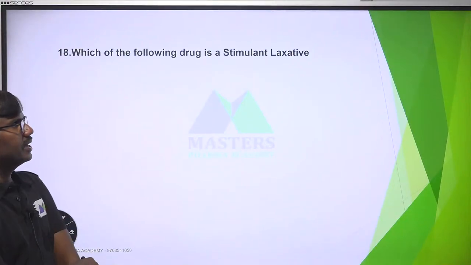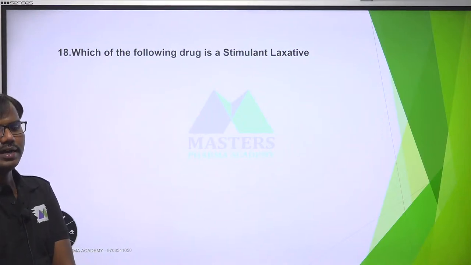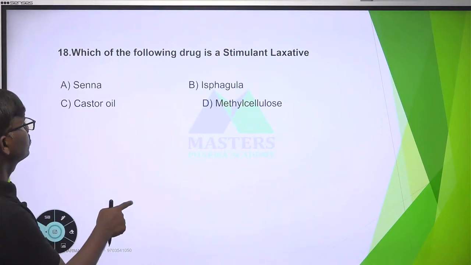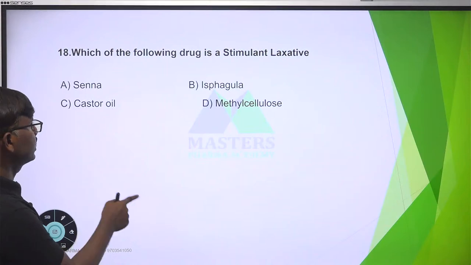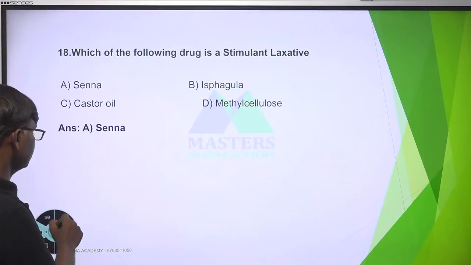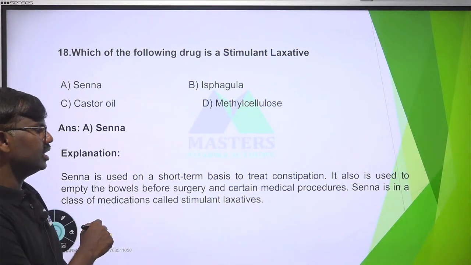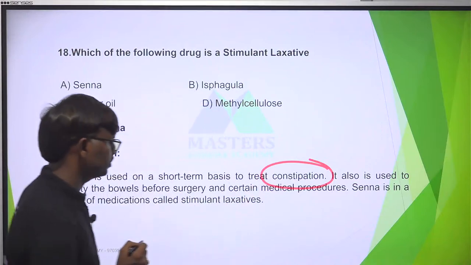Which of the following drugs is a stimulant laxative? You know the answer, we discussed it in the previous paper also, that is Senna. Senna is a stimulant laxative. It is used short term to treat constipation.